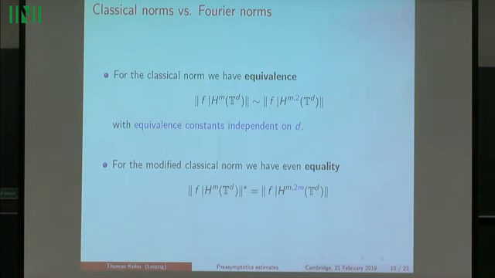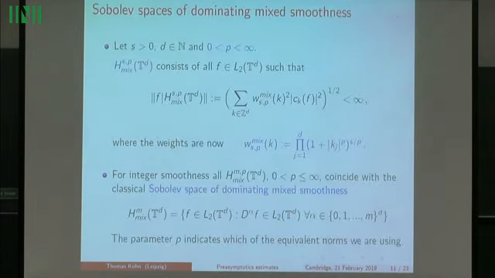Well, to remind you, for the classical norm we have the equivalence with the new norm where the parameter is 2 and the constants are independent of d, which is important. And for the second norm we have even equality where the second parameter is 2m. So this is a motivation, and this tells us our norms are somehow natural. I mean, it's not clear what is a natural norm.